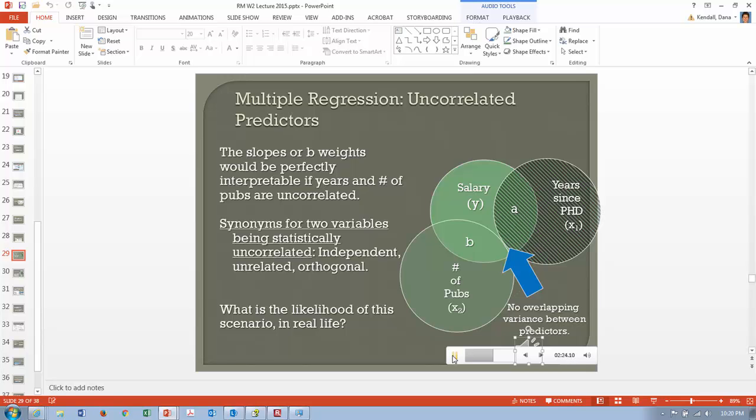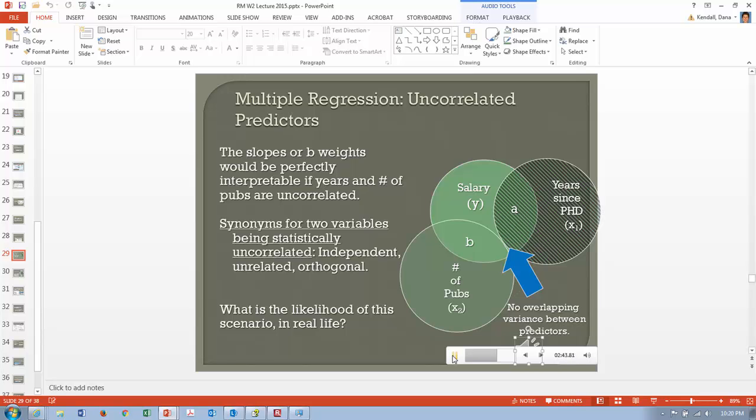So we have A and B there. A just represents the overlap between x1 and y, and then B for x2 and y. That's generally how I'll refer to predictors, by x1, x2, x3. That's just the notation, and then of course y is the DV.